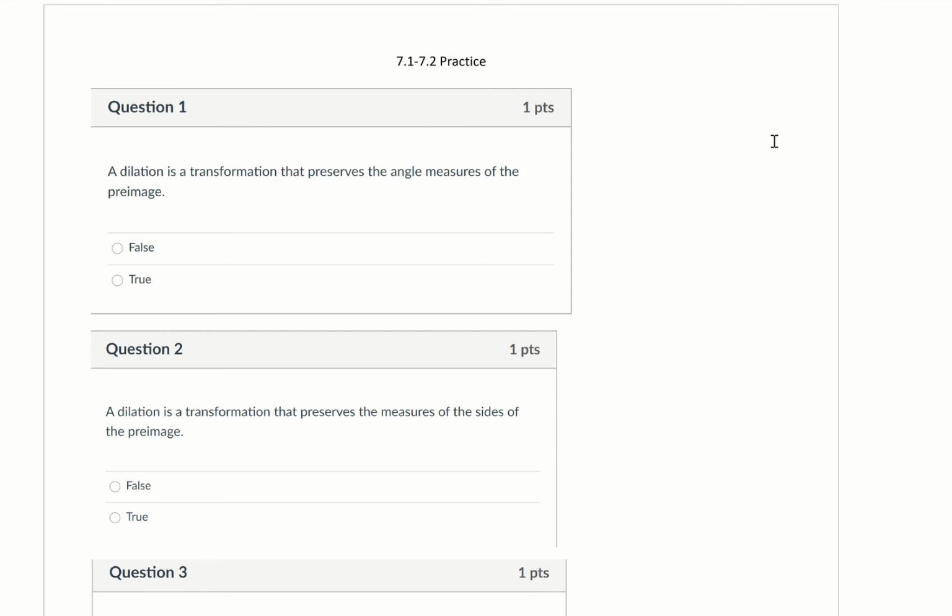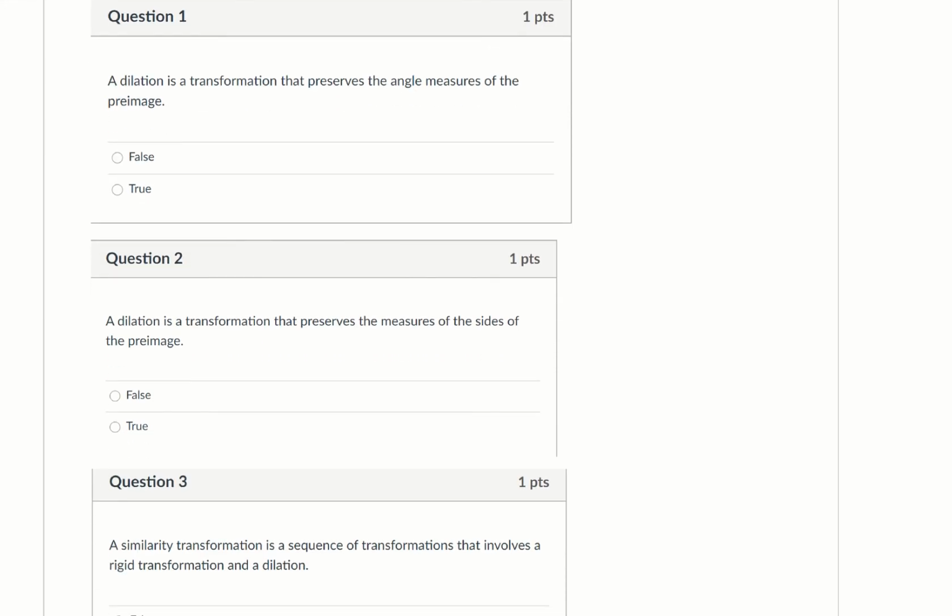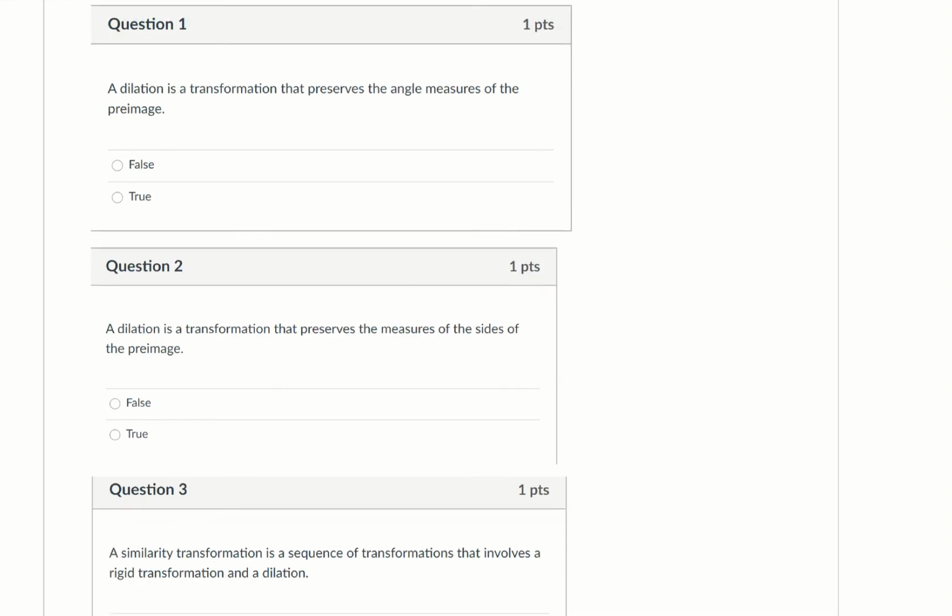So we're going to cover the questions, the practice quiz that is based off of dilations and similarity transformations. So let's go ahead and get started. For the first question, the first few questions are true or false.